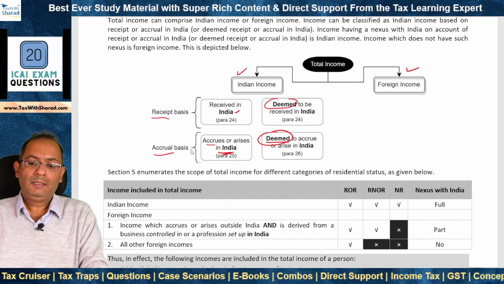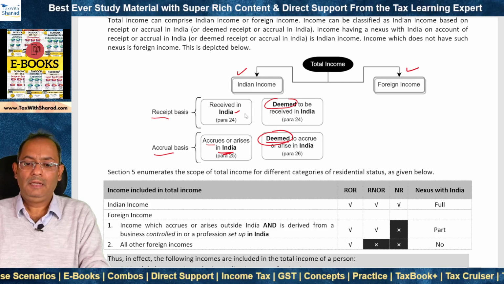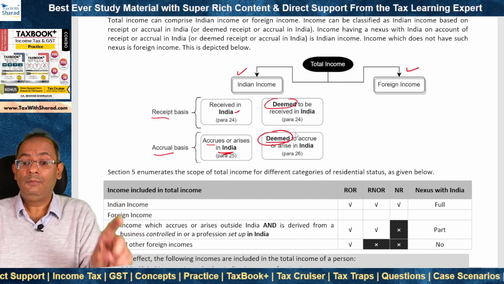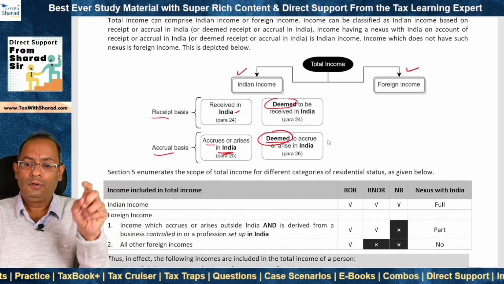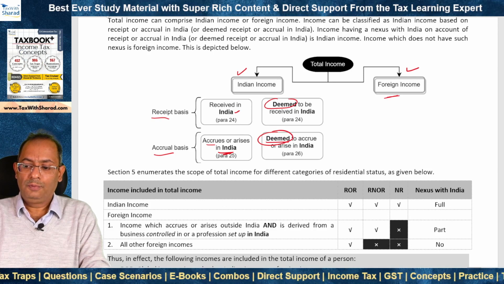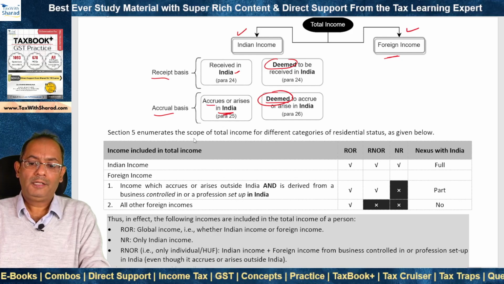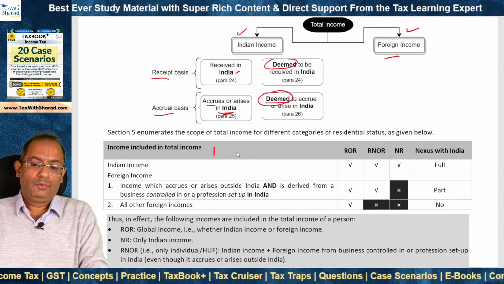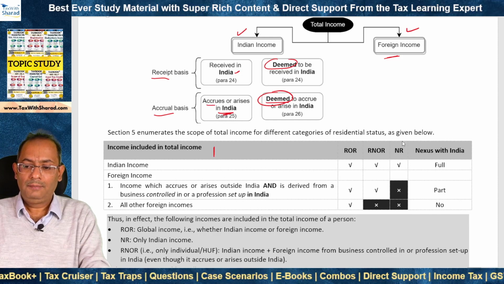So both on receipt basis or accrual basis, if the nexus of the income is with India, that means either it is received in India or is deemed to be received in India, or it accrues or arises in India, or it is deemed to accrue or arise in India, in all these cases, the income is said to be Indian income. And the income which is not Indian income is said to be foreign income. Now, what is the scope of total income which is enumerated by section 5? Section 5 enumerates the scope of total income for different categories of residential status. So what is the income which is included in total income for a ROR, for RNOR, and for a non-resident?